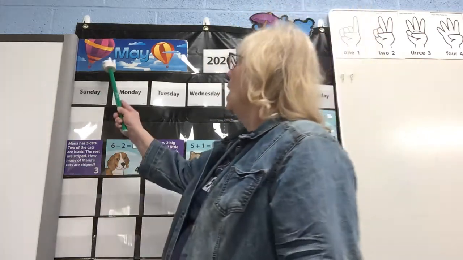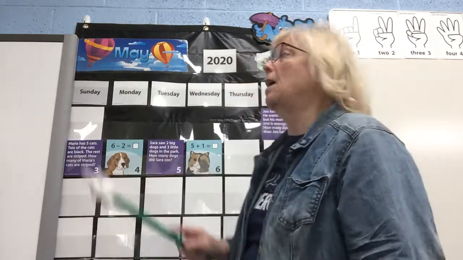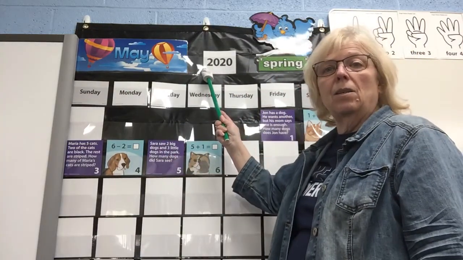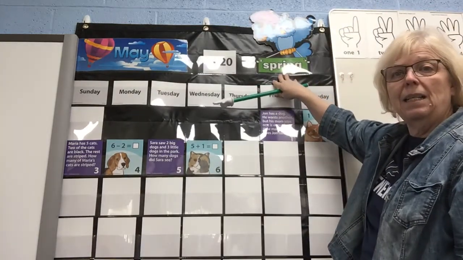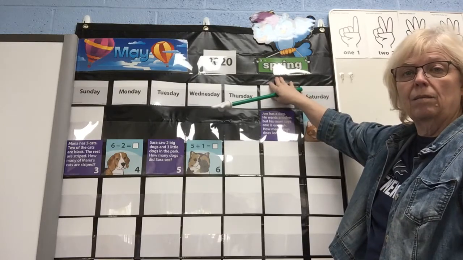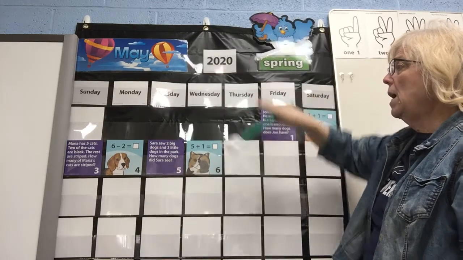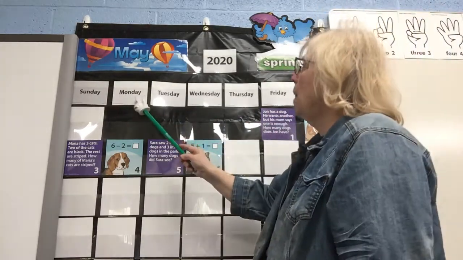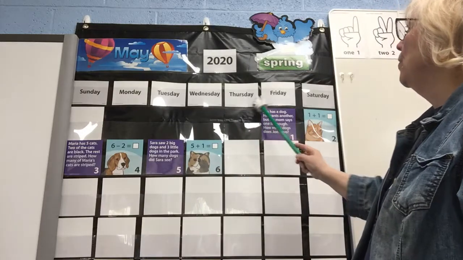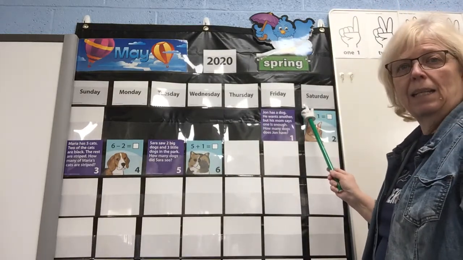We're going to take a look at our calendar today and see how the pattern is moving right along. Our month is May. Good job. Our year still is 2020, and my season is still spring. Let's go over our days of the week. Ready? Sunday, Monday, Tuesday, Wednesday, Thursday, Friday, and Saturday.